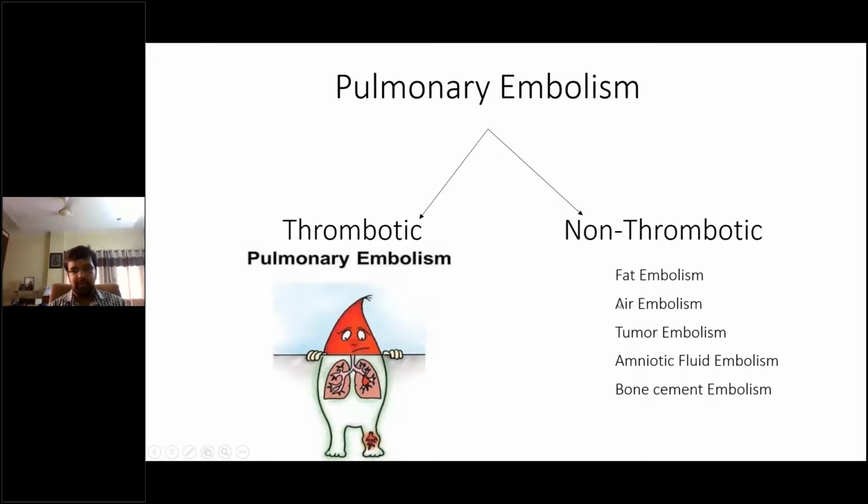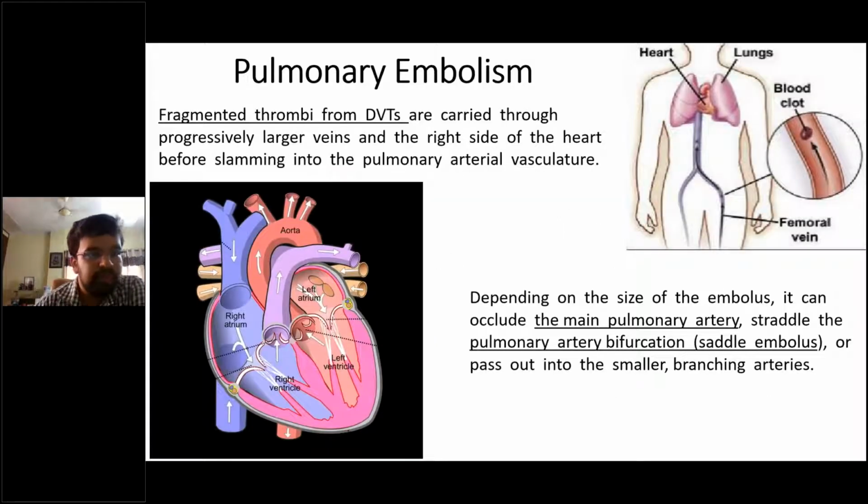Bone cement embolism is basically if a patient has undergone knee implants or knee surgery, the bone cement used in an implant can embolize and go to the heart, causing pulmonary embolism. But if this embolism is from a thrombus, for example, a deep venous thrombosis in the lower limbs, it will be called pulmonary thromboembolism, which is the topic of today. Basically, in pulmonary embolism, the fragmented thrombi from the deep venous thrombosis in the lower limbs are carried upwards through the inferior vena cava into the right side of the heart, and they slam into the pulmonary artery vasculature, right?